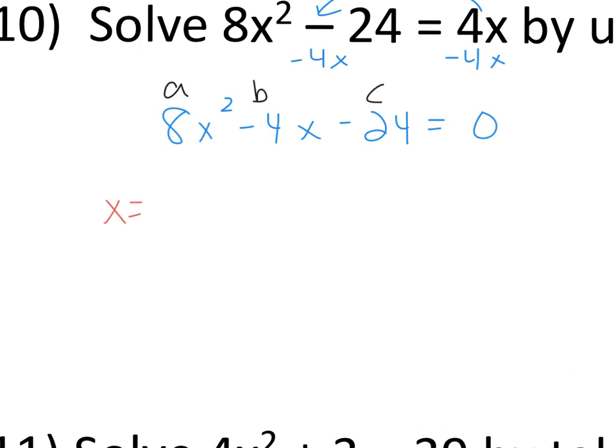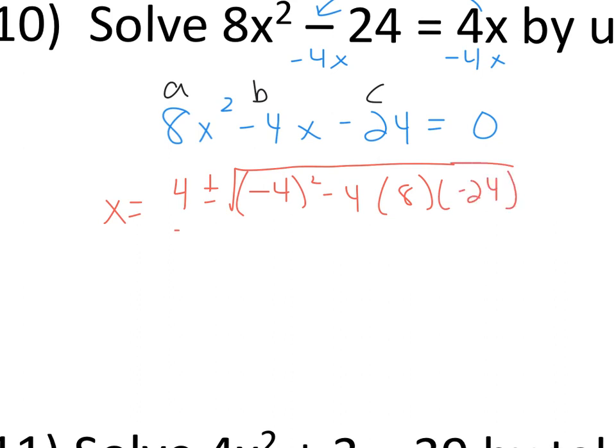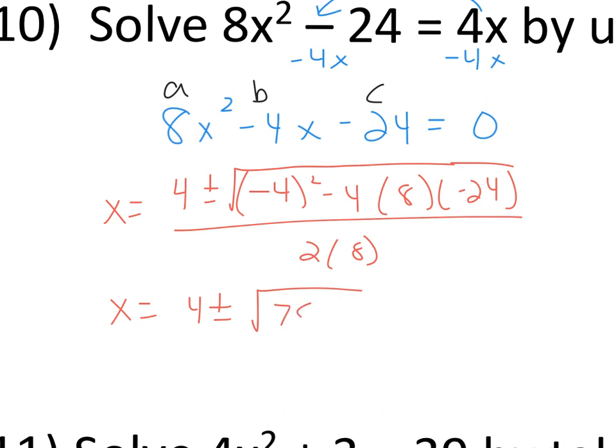So x equals opposite of negative 4 is a positive 4, plus or minus the square root of negative 4 squared, minus 4 times A times C, all over 2 times A. Okay, so now I'm going to solve. So x equals 4 plus or minus the square root of negative 4 squared minus 4 times 8 times negative 24, and I end up with the square root of 784 over 16. All right, and then the square root of 784 is 28.